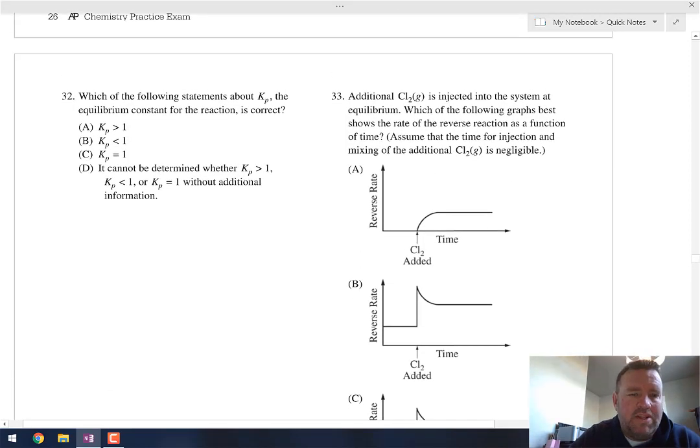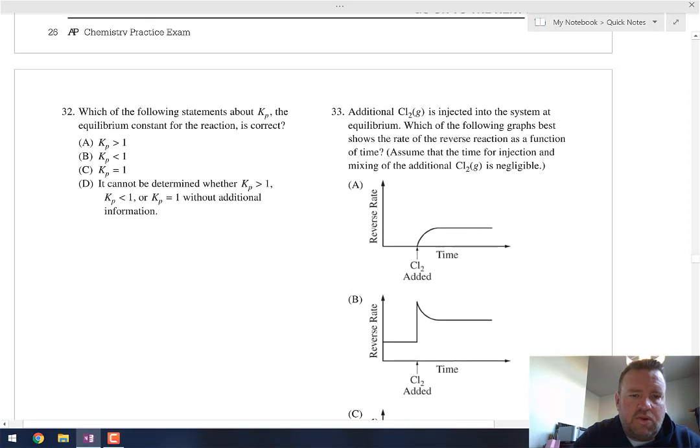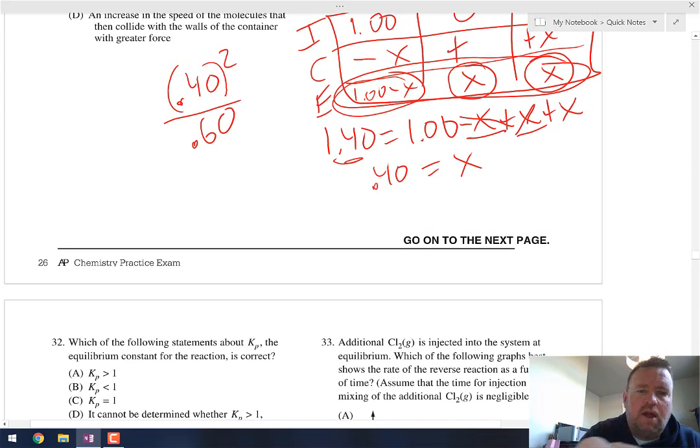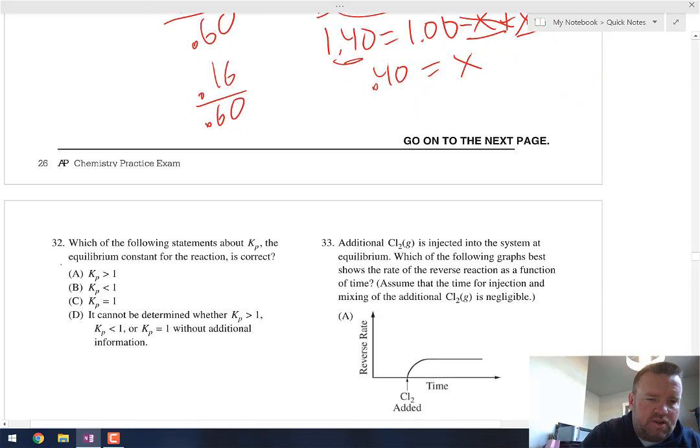All they want to know is whether it is greater than 1, less than 1, equal to 1, or you can't figure it out. Well, I know that 0.4 squared is 0.16 over 0.60, and at that point I don't care what the answer is. I know that number is less than 1, so the correct answer to number 32 has to be B.